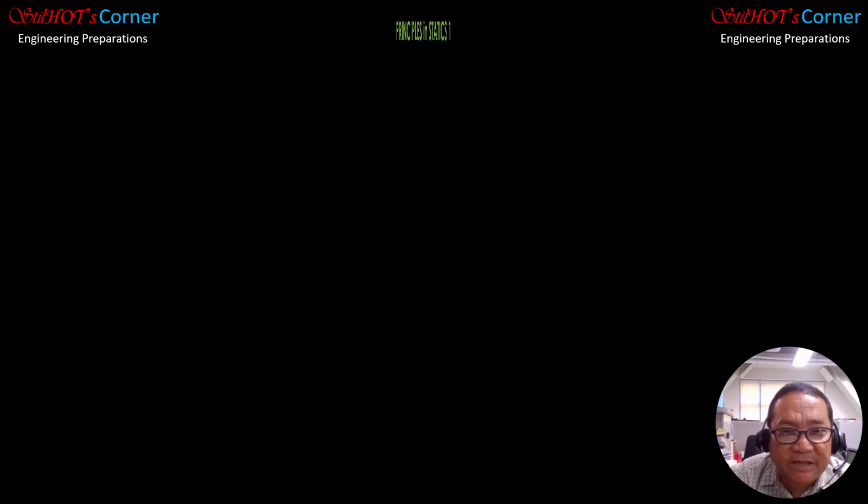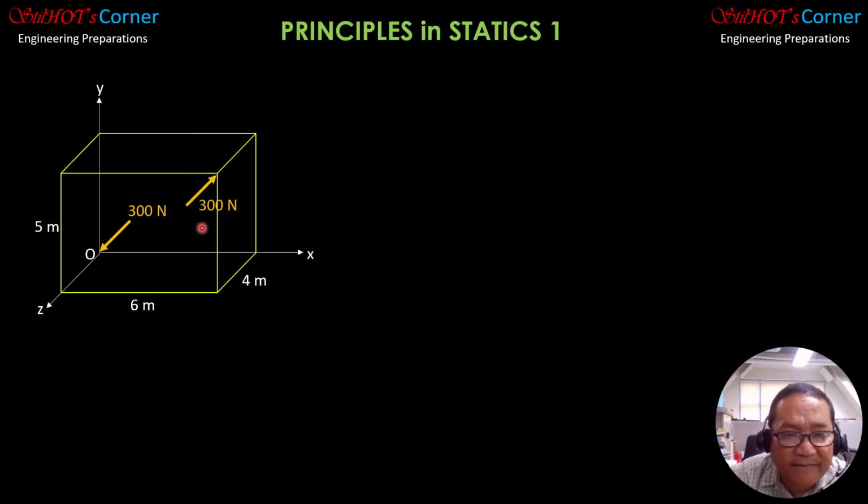So for this next case, we have a couple and the forces are parallel to or along the z-axis. Therefore, the moments would be about x and y only. So if we apply the positive or right thumb rule, the moment about x is negative because the positive sense of moment is in this direction and the moment of the force is in the opposite direction. So therefore, it is negative 300 times 5 for C sub Ox.